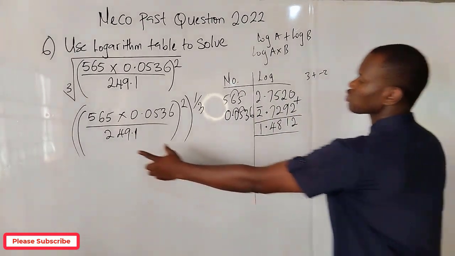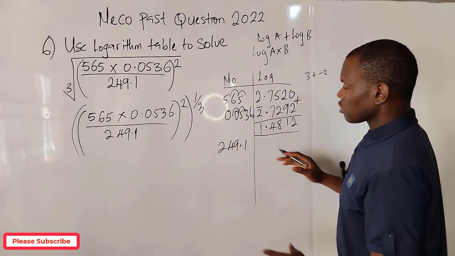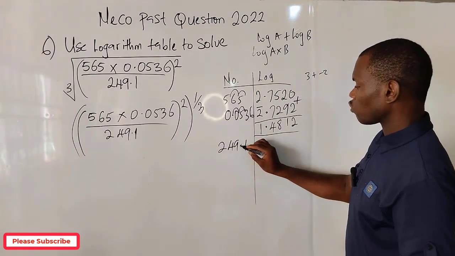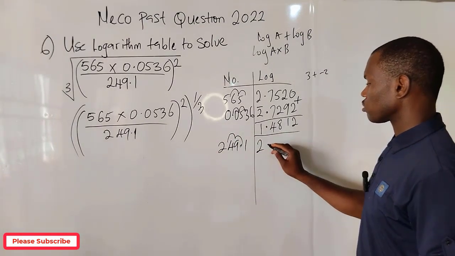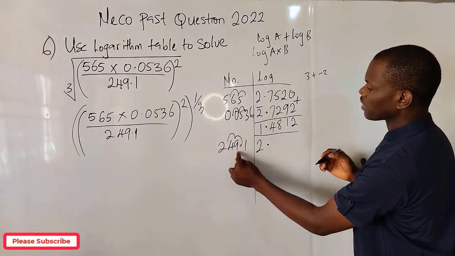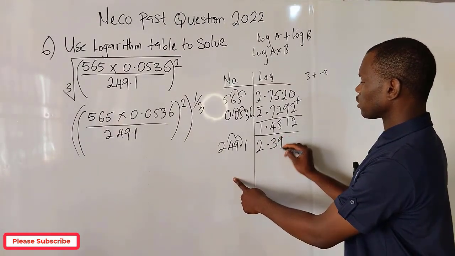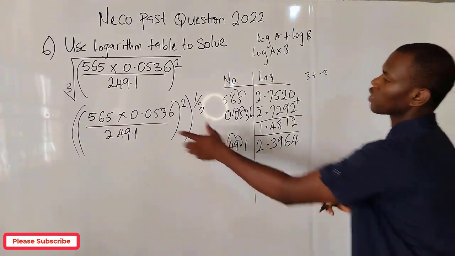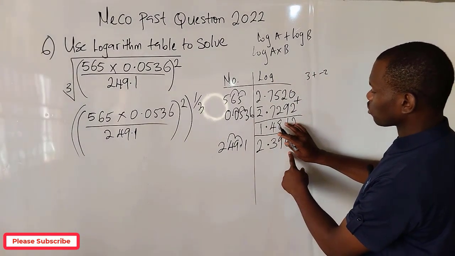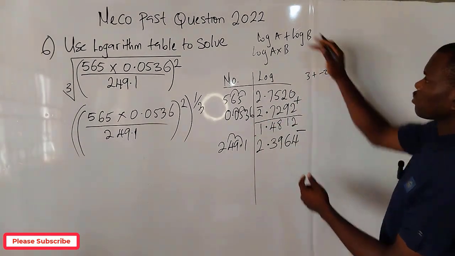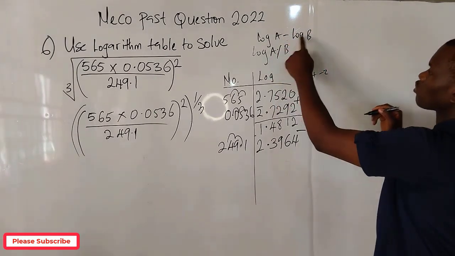Then we'll keep this. Solve the denominator. I have 249.1. To solve this, we get the characteristic first. We count from the point to the left because it's a number greater than 1. I have 2. Then we'll check for 24 under 9, difference of 1. We use the logarithm table, and that will give us 3964. Remember that this value is divided by this one. So when you have division, you subtract. If A is divided by B, then we are subtracting the 2 logarithms.